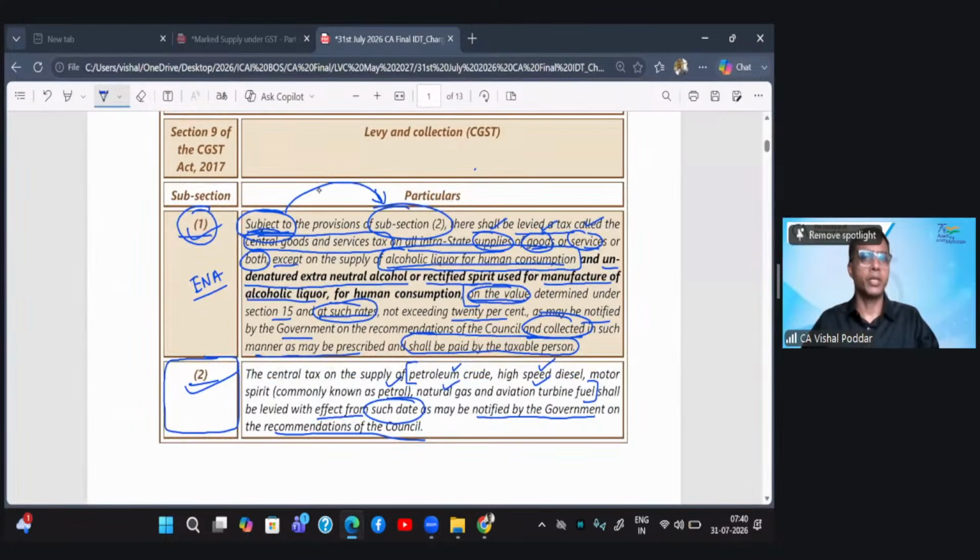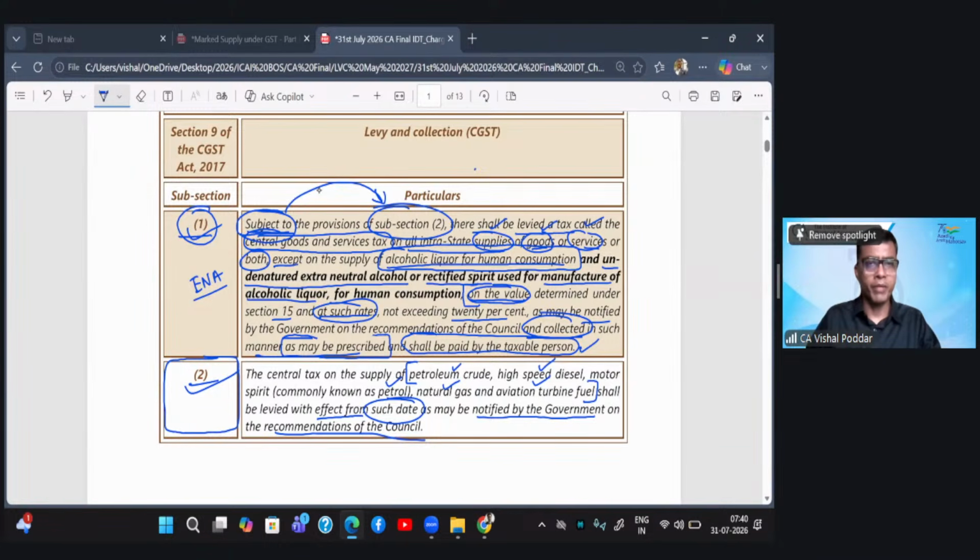So students, this is our charging section of CGST, which says that central tax will be levied on intrastate supplies of goods or services except liquor and except this ENA. So these two things are now excluded. And on what measure, how will it be measured? It will be on value multiplied by the rate. Value is given in the law. Rate will be given by the government by way of notification. And finally, it will be collected in the manner prescribed. And who has to pay it? The taxable person has to pay it. Now, what is this phrase meaning?